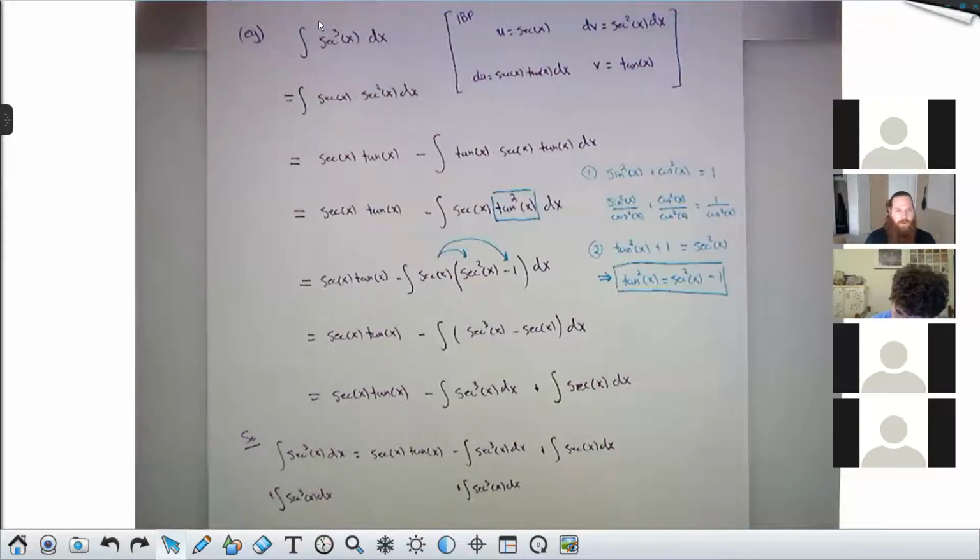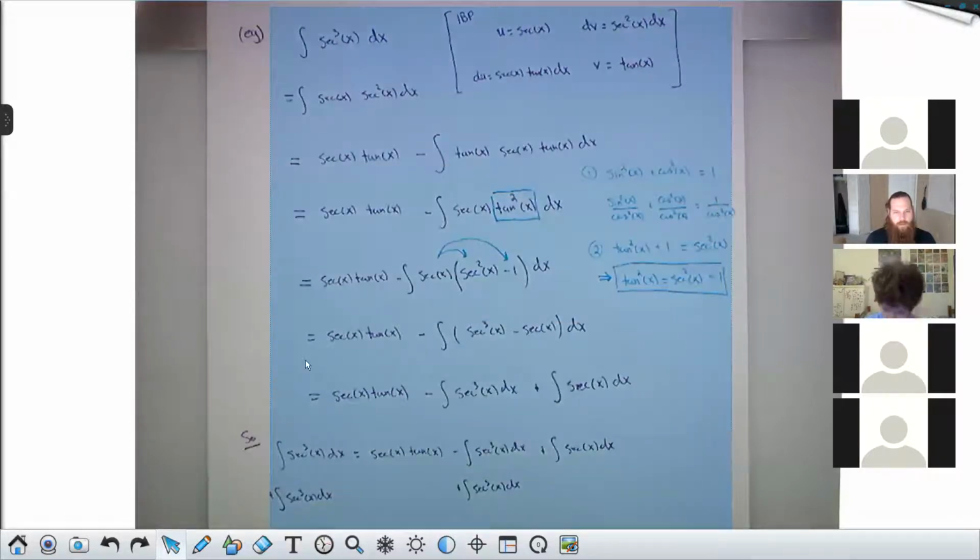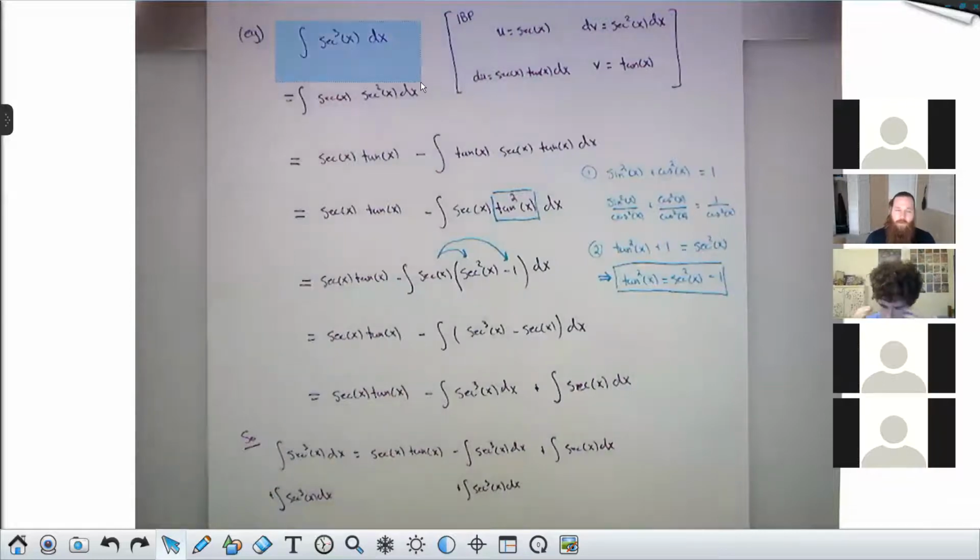I won't likely ask you guys to integrate any higher power of secant than secant cubed, at least not any larger odd powers. But this procedure is an important one, and the secant cubed integral actually shows up in a lot of really natural places as a result of geometry. So it's an important integral, this specific one.